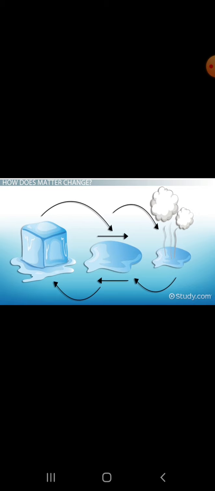Matter usually changes state when you add or take away heat, which changes the temperature of the matter. Now let's explore these three basic ways that states of matter can be changed: freezing, melting, and boiling.